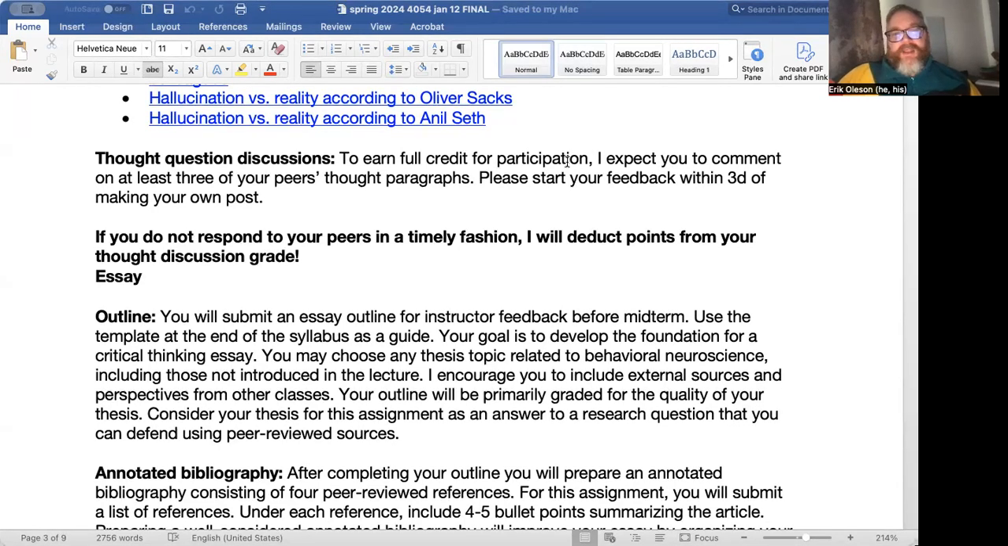So for that, we'll get into Oliver Sacks, who of course is quite famous. I find his talk here to be a little drier than Anil Seth's, but he is Oliver Sacks, right? Let's hear what he has to say.